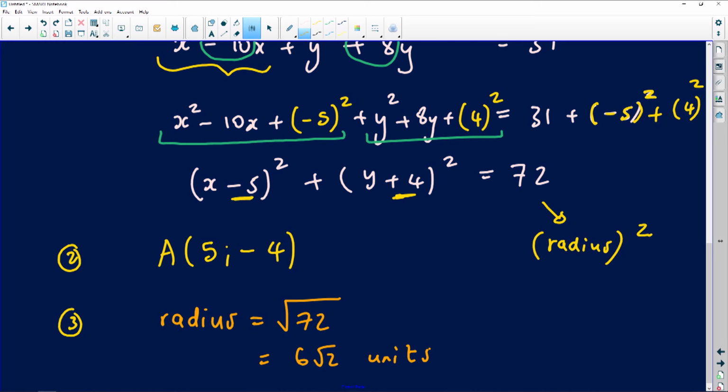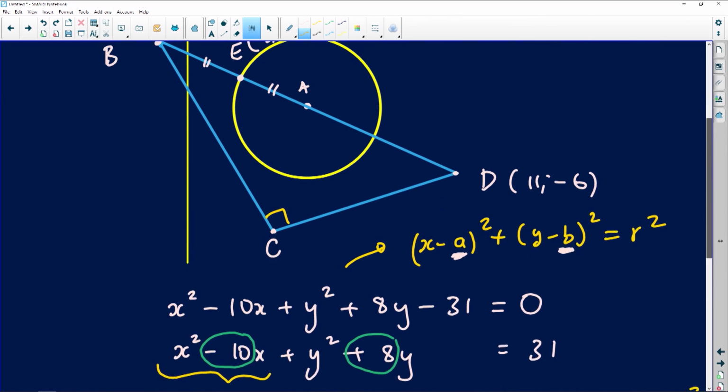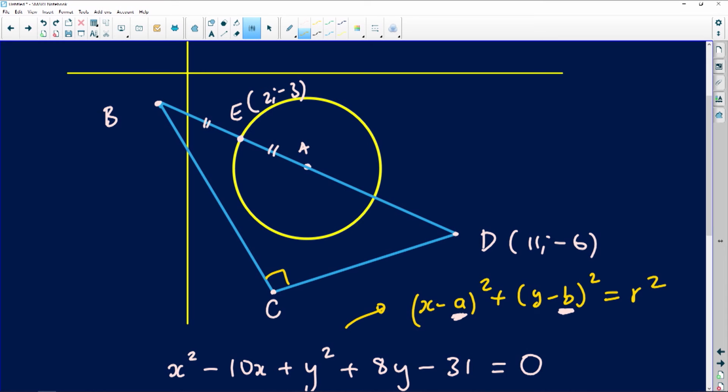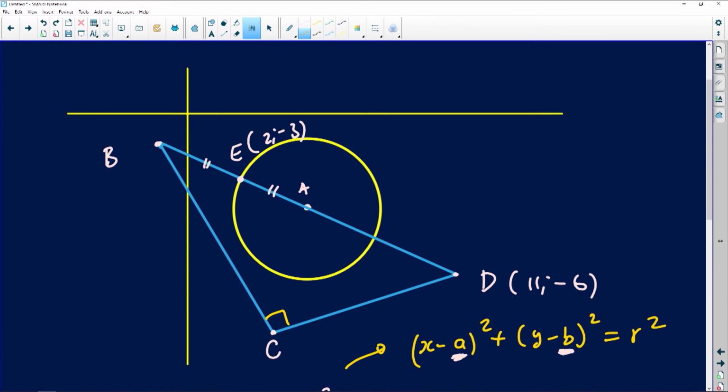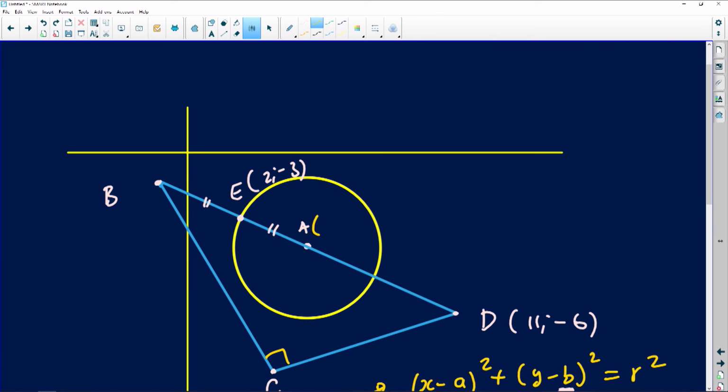Okay. The next question says we need to calculate the coordinates of B. Calculate the coordinates of B, Sbahle. Where is B? Now, B is a point somewhere outside of the circle, in the third quadrant. And if you agree with me, we know the coordinates of A, which means we can write them down. I think it was 5 and −4, all right? 5 and −4 is what we found here.